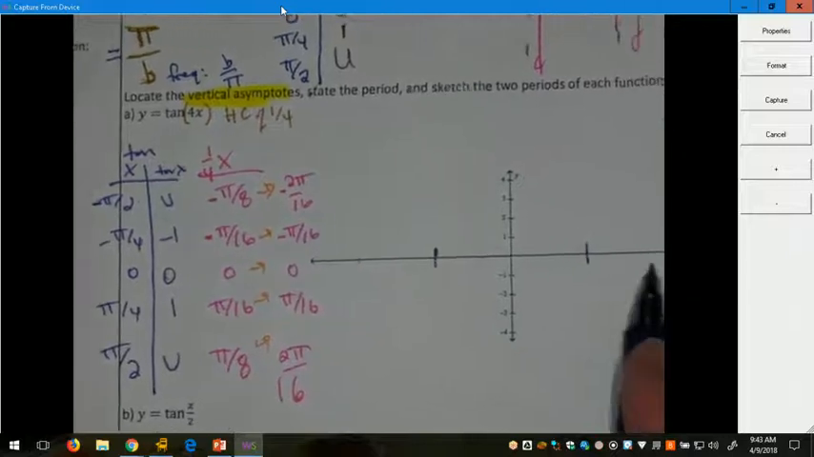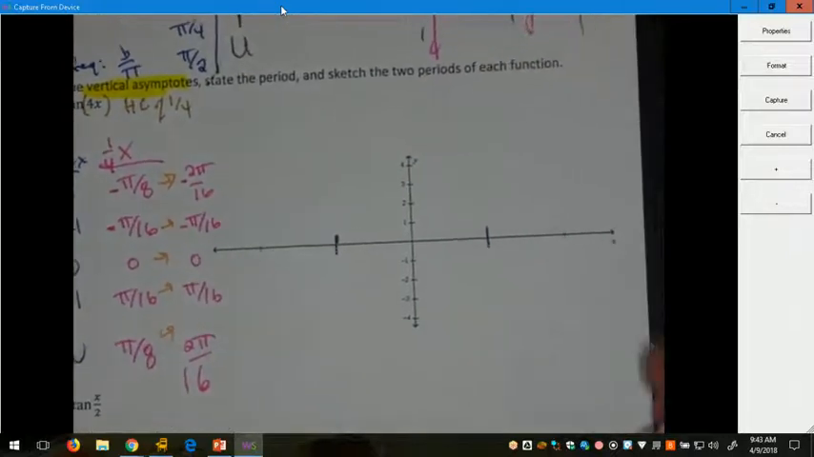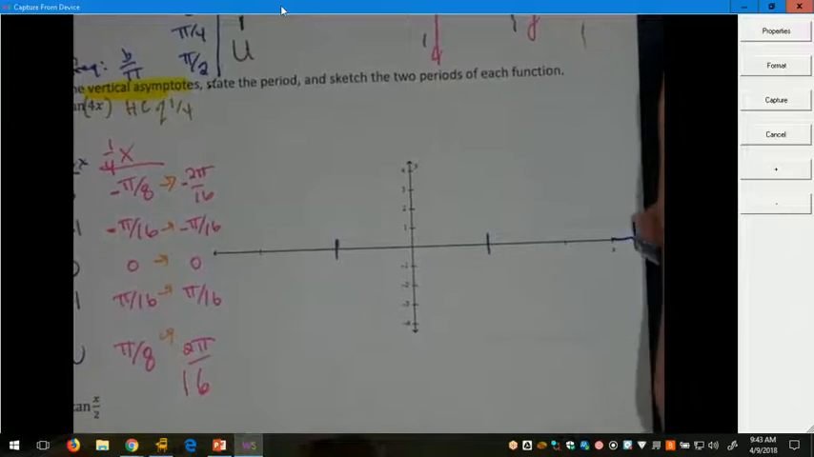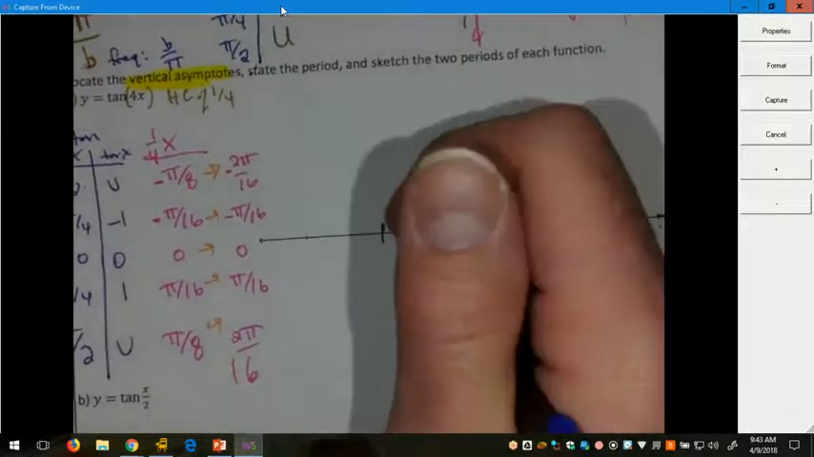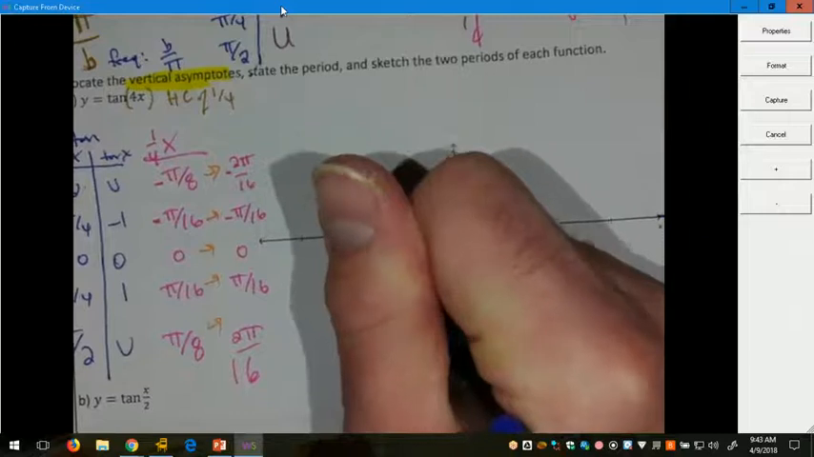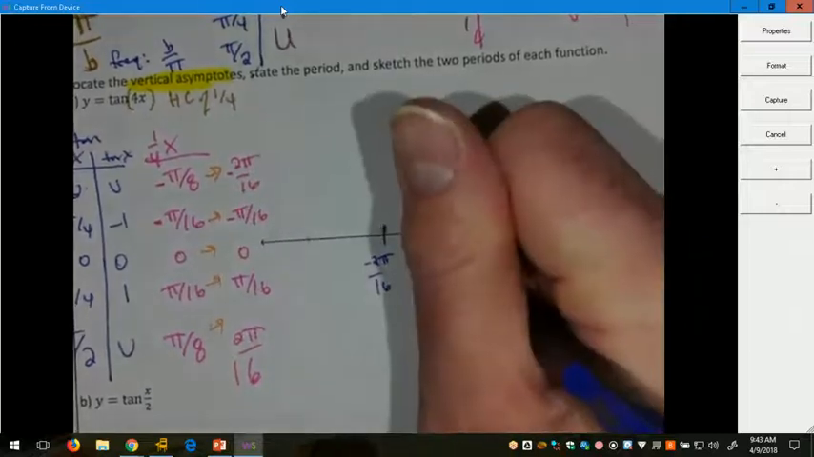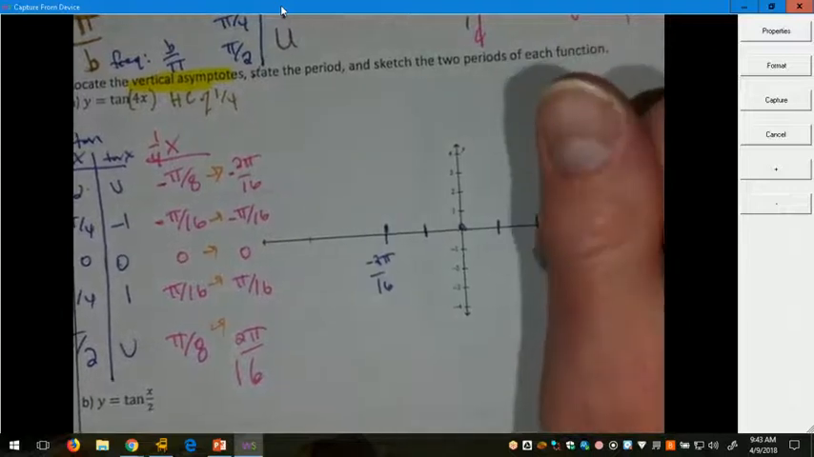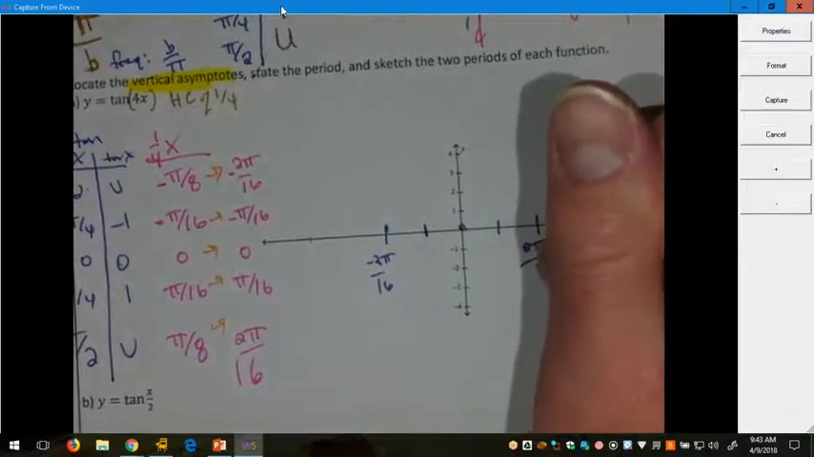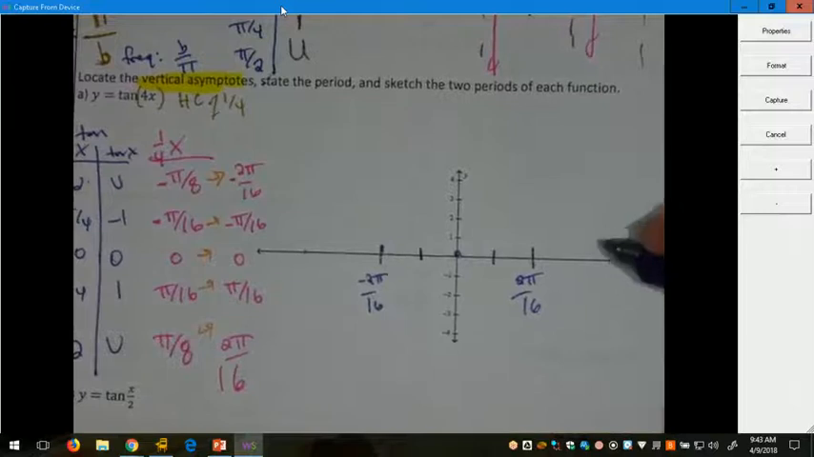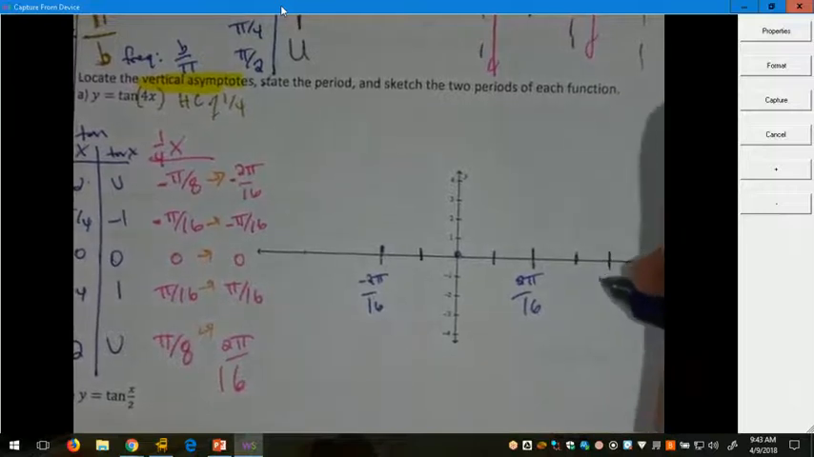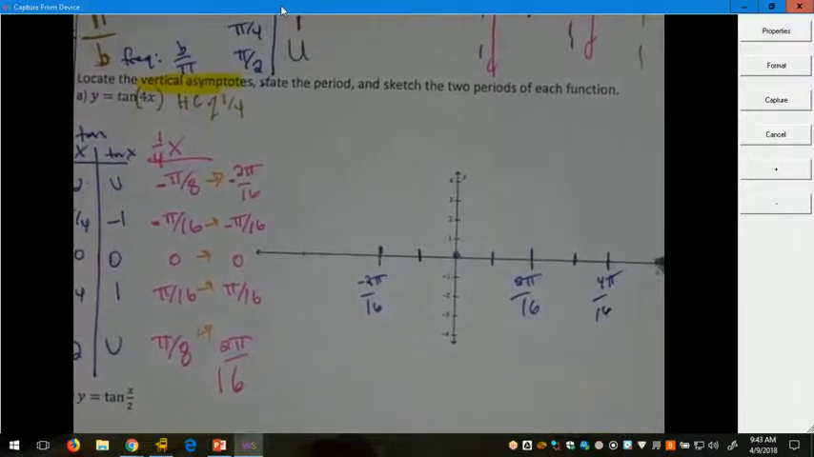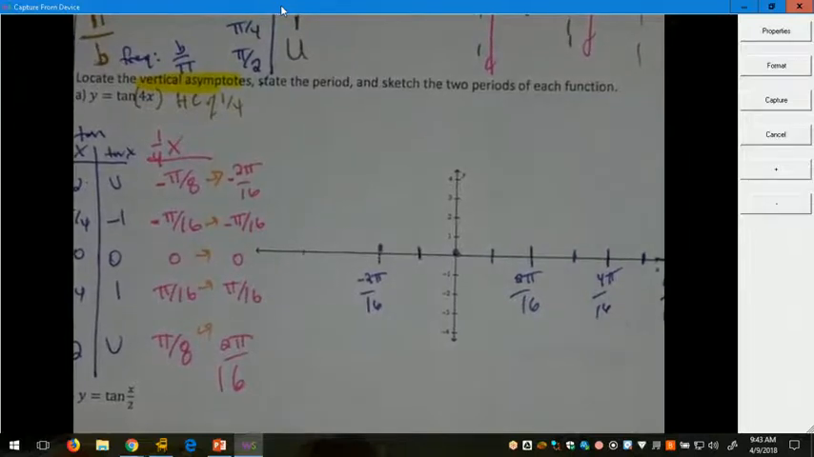That's okay, we'll go to the right. We'll stretch our graph out a little bit if we have to. We'll make it go to here if we have to. So this is negative 2 pi over 16. That makes that negative pi over 16, 0, and that makes this 2 pi over 16. That makes this 3 and this 4 pi over 16, 5 and this 6 pi over 16.